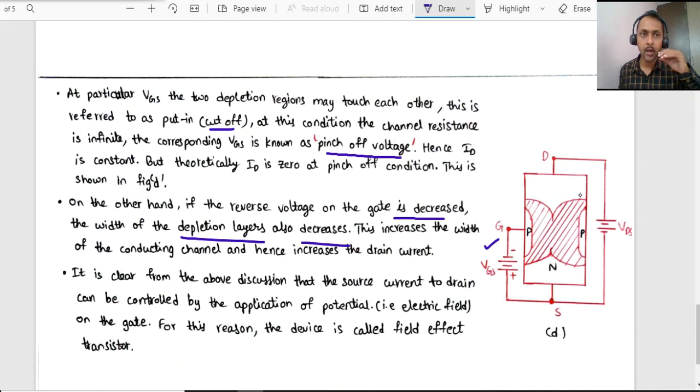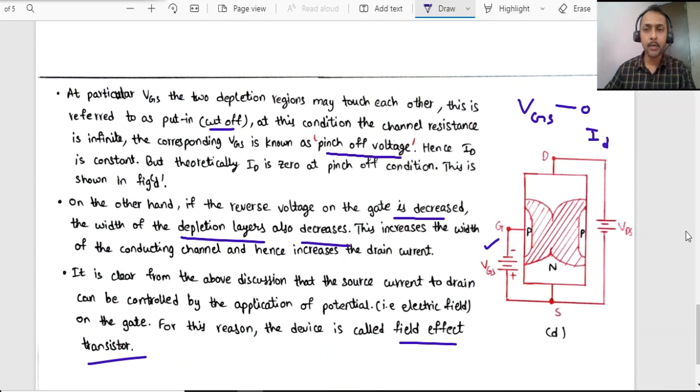Like this, by controlling the VGS voltage, whether it is 0, a more negative value or a less negative value, we can control the amount of current flowing from source to the drain. That is, the drain current can be controlled. All this happens because of the electric field change, so this is also called the field effect transistor.